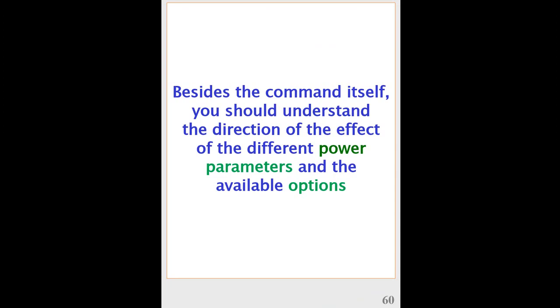And besides that, you need to know the different options that the commands have. You saw already a couple, and there are actually a couple more, and understand in which direction the sample size changes depending on these parameters. So, bigger difference, sample size will go down. Smaller difference, sample size will go up. Standard deviation bigger, sample size will go up. These kinds of things you have to know by heart as well.